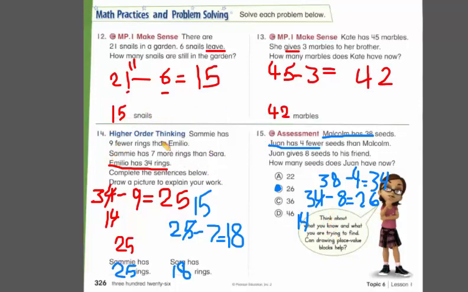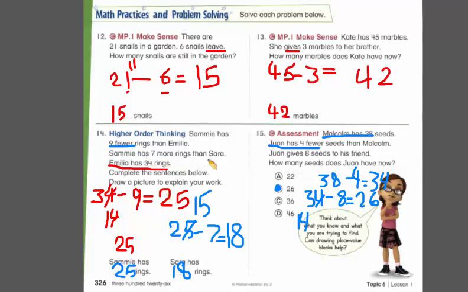Regarding number 14, let me explain it for the last time. Sammy has 9 fewer rings than Emilio. Do we know from the problem how many Emilio has? Yes, we know that Emilio has 34 rings. We will subtract because here it's written 9 fewer. So 34 minus 9 equals 25. Okay, so now we know that Sammy has 25.